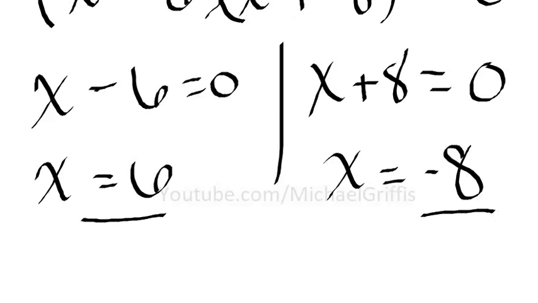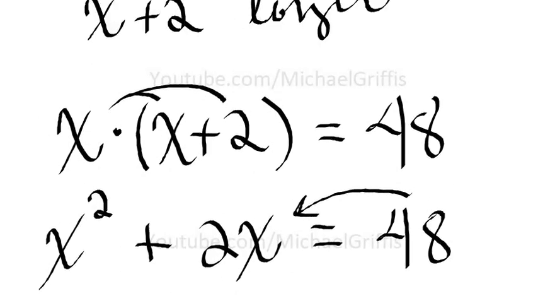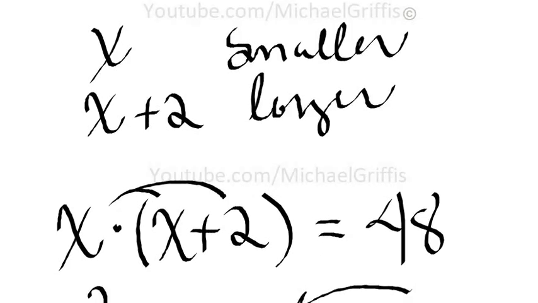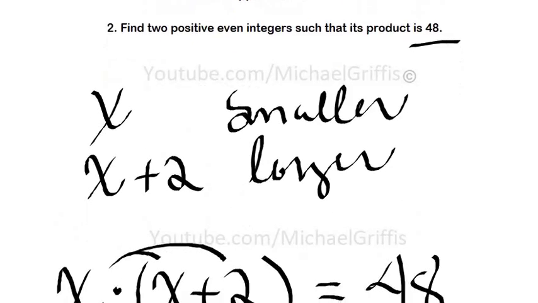6 and negative 8. Let's go back. 6 and negative 8. It says find two positive even integers. They must be positive. Right. So 8, and then if we plugged 8 in here, 8 plus 2 is 10.